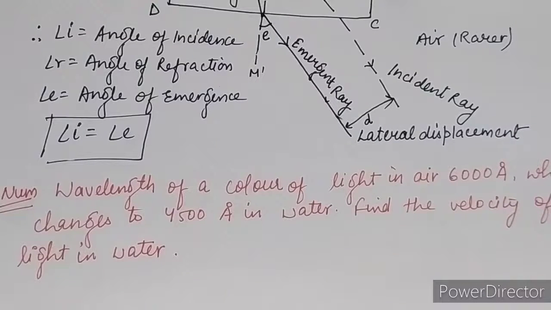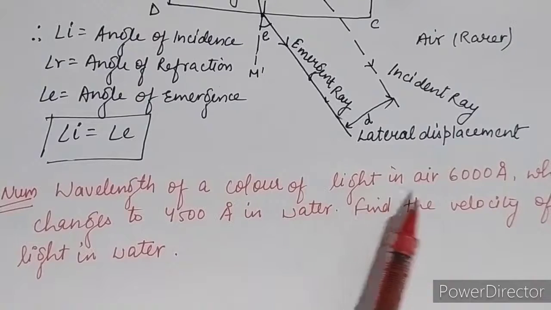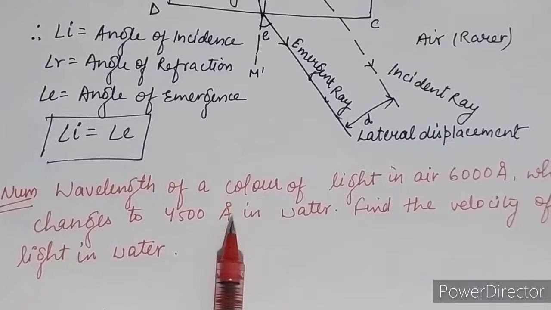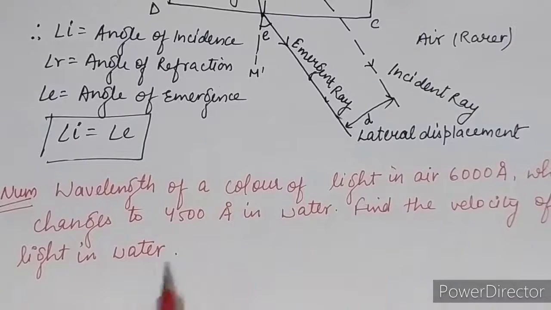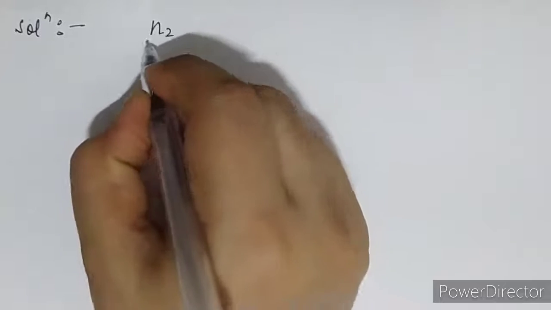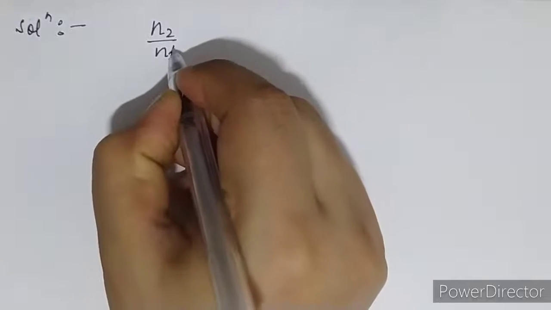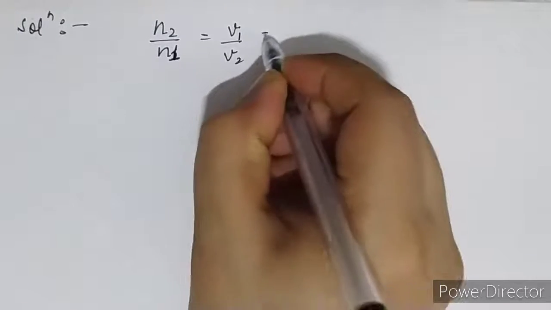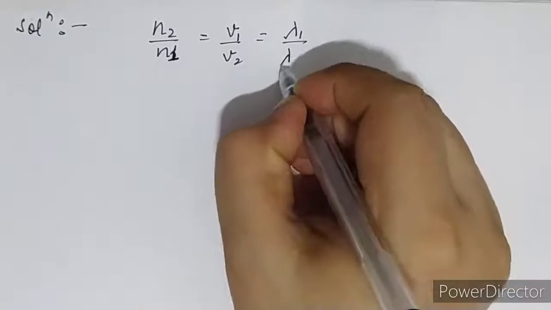Okay, so here is the wavelength of a light, color of a light is this. When it changes to this much wavelength in water, we have to find the velocity of the light. Easy numerical, not so much stuff, a direct relation we have to use here. So in the solution, we know there is a relation that the refractive index of the second medium to the first medium is the ratio of the velocity of first to the velocity of second, and it is the relation of lambda 1 to lambda 2.